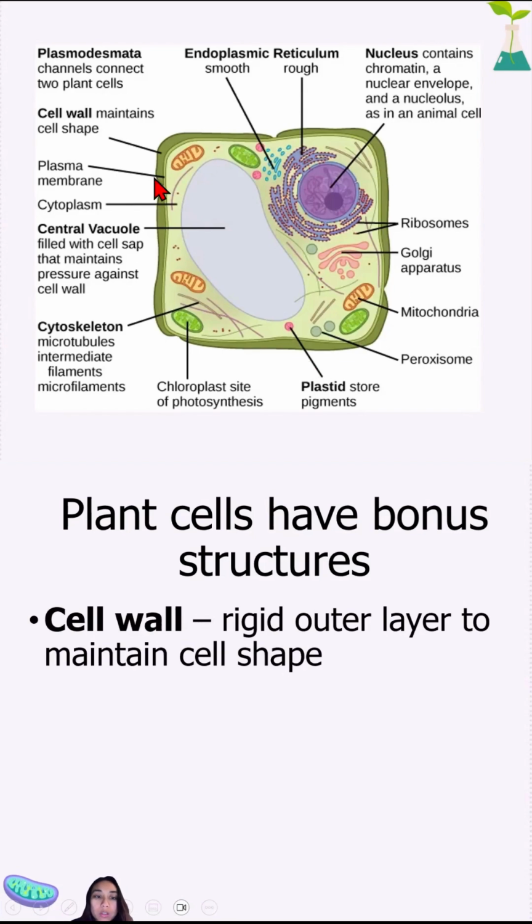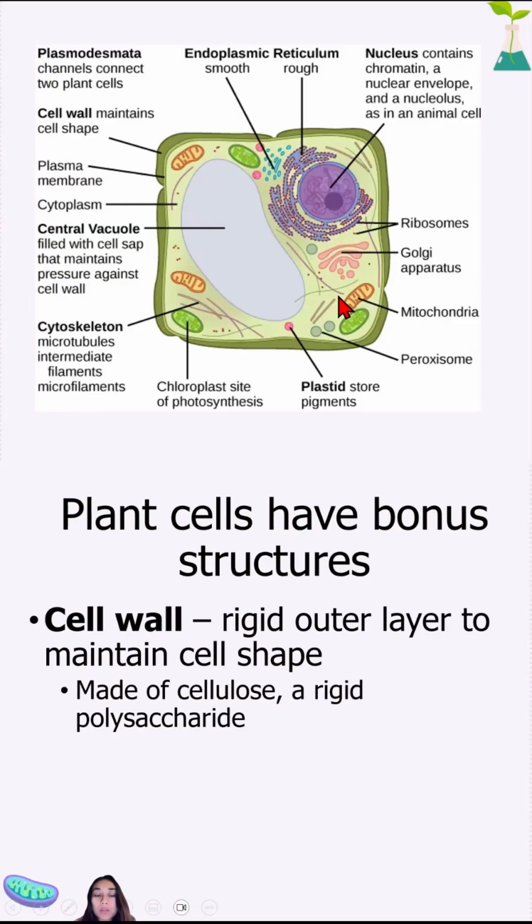The cell wall is this rigid outer layer that helps the plant maintain its cell shape. Fungi also have a cell wall, so they are also eukaryotes, and they also have a cell wall, but their cell wall is different from plant cells. But anyway, in this particular example, I'm talking about just plant cells. They have a cell wall made of cellulose.